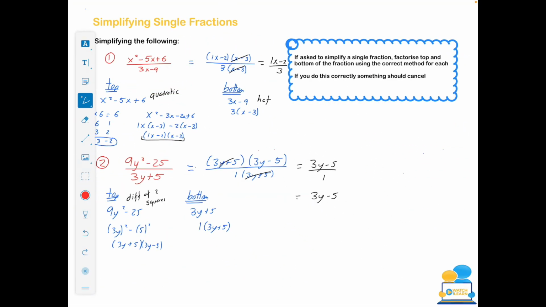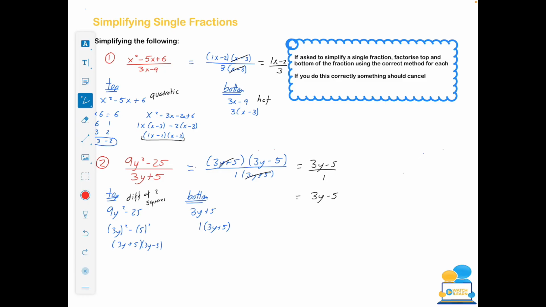Okay, second example, very similar again. We're given a single fraction, and the question would say simplify. Okay, so we take the top. We know it's 2 terms, so it's either highest common factor or difference of 2 squares. I look at both those numbers, they're both square numbers. There's a minus in the middle, the y is squared, so everything is pointing to difference of 2 squares. So I do that there.